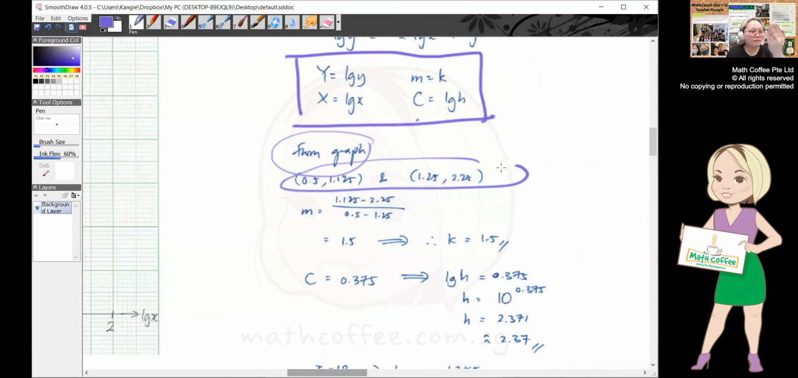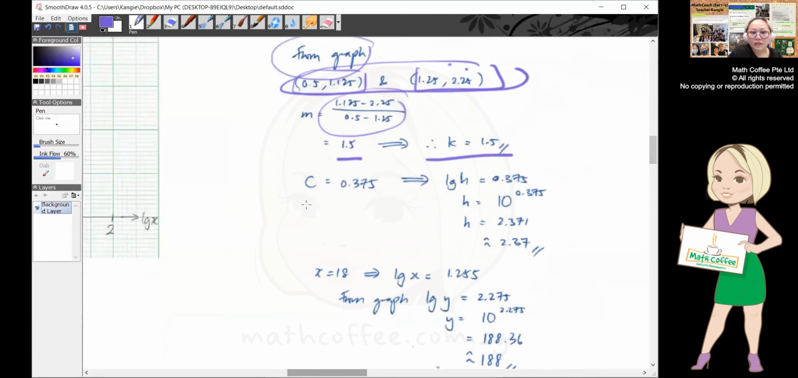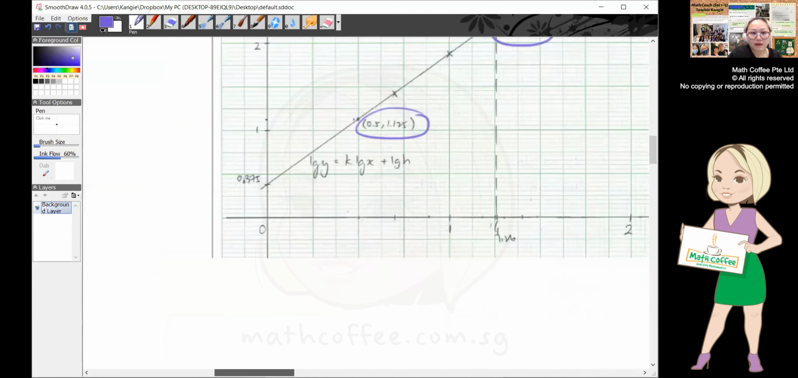Why? Because if you flip, then for my gradient, I use the wrong number to calculate. So I always write out the 2 points out here. Then I apply y1 minus y2 over x1 minus x2, then I will not go wrong. Okay? Always minimize the careless mistakes that you can commit. Then after that, okay, my gradient is 1.5. And for this case, because my gradient is just k, so straight away my k is 1.5. Then over here, my big C is 0.375.